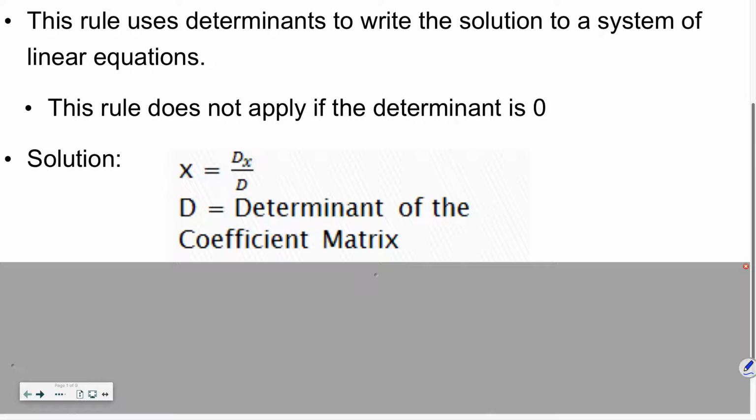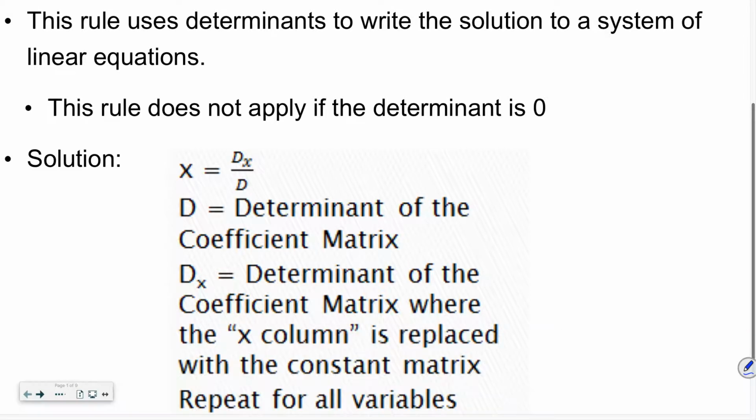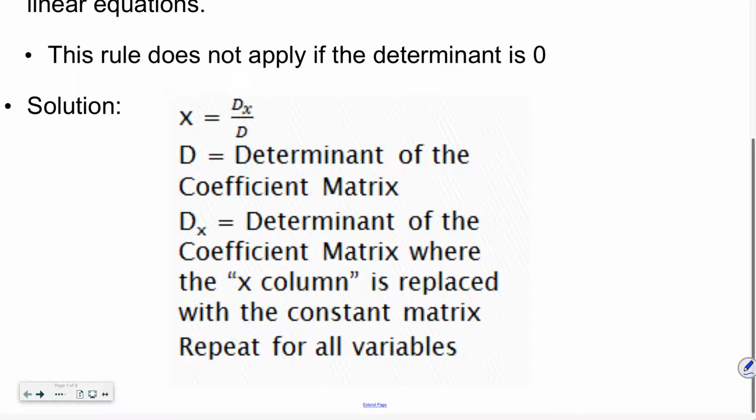Okay, so what's the numerator? The numerator is going to look different depending on the variable that you're finding. Okay? If it's the x, D sub x is the determinant of the coefficient matrix where the x column is replaced by the constants. So I'm just going to go ahead and let you write it down. I understand that you may not understand what that means right at this second, but I'm going to show you what that looks like. If you have it written down, you can refer back to it later.